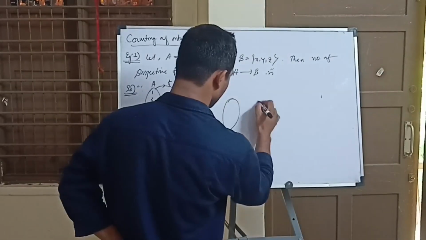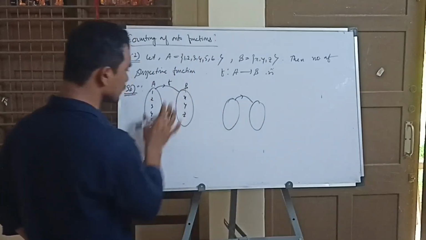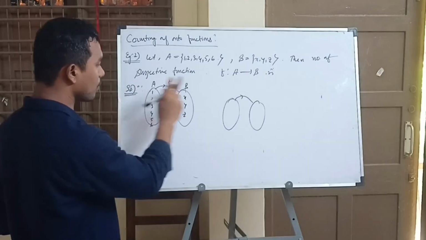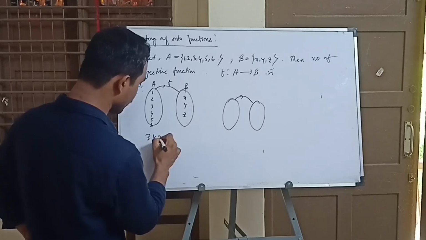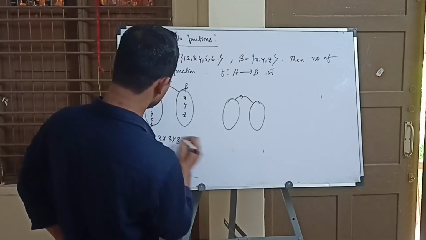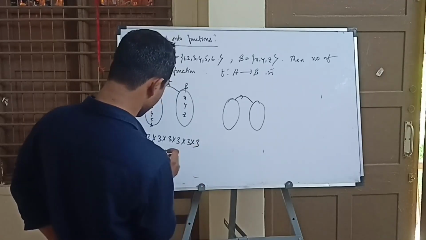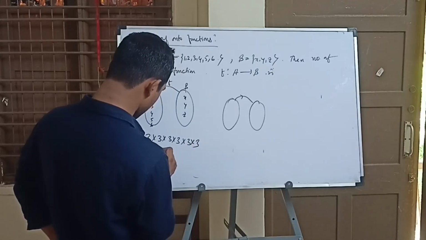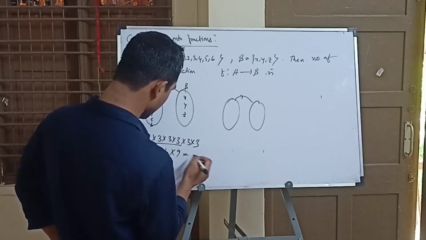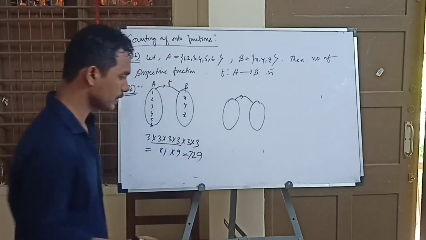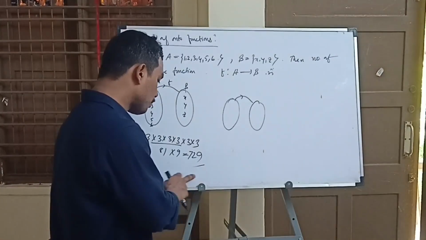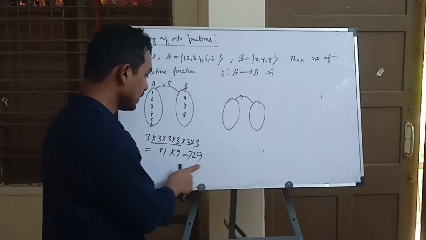See, how many functions are there? The number of total possible functions. The image of 1 has 3 choices, image of 2 has 3 choices, image of 3 has 3 choices, image of 4 has 3 choices, image of 5 has 3 choices, image of 6 has 3 choices. That means what? This is 81, this is 9, 729. Okay? 729. The number of possible functions from A to B is 729.